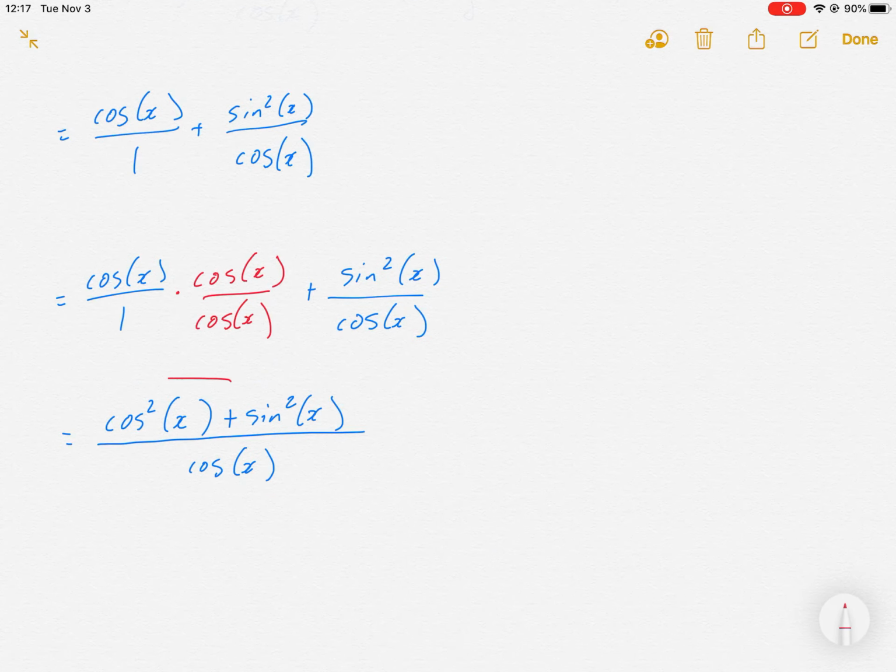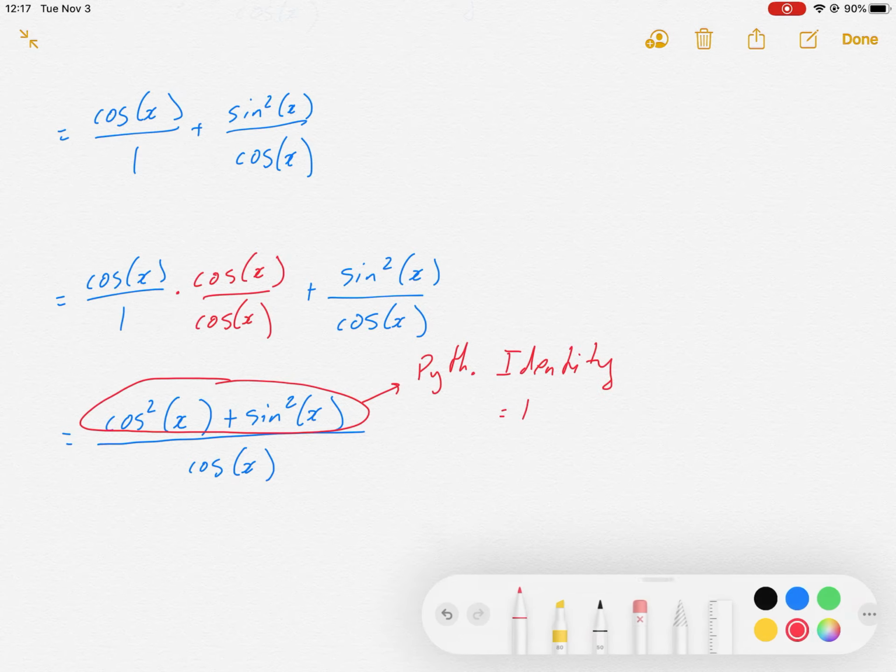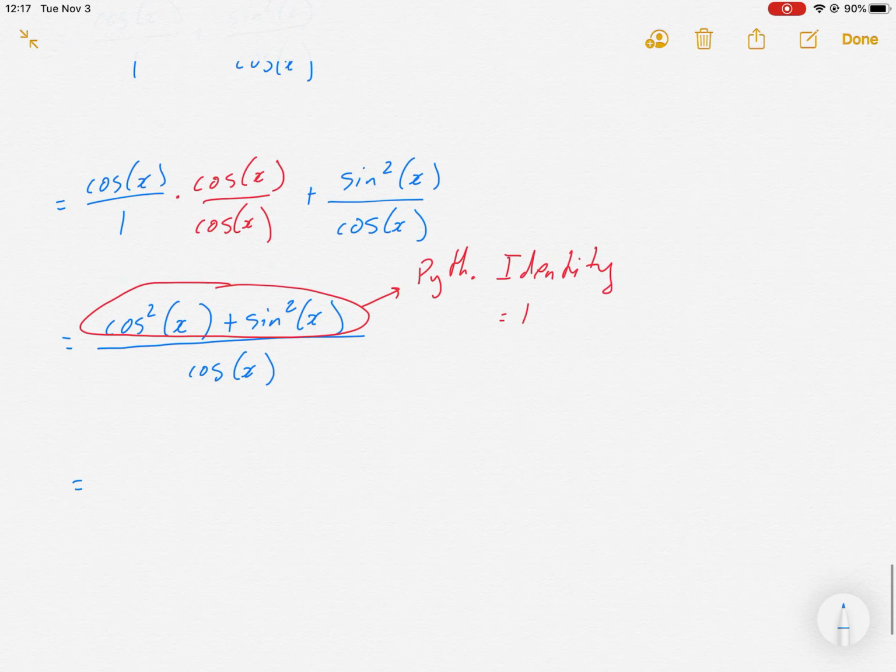Okay, so now let's take a look. We have cosine squared plus sine squared. Well, that is my favorite identity. So that just equals 1. 1 over cosine of x.